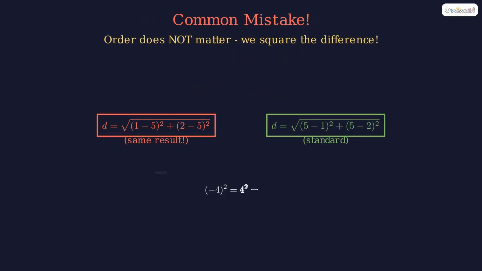Common mistake. Students often subtract coordinates in the wrong order. Remember, it doesn't matter which point is first in the distance formula because we square the result.